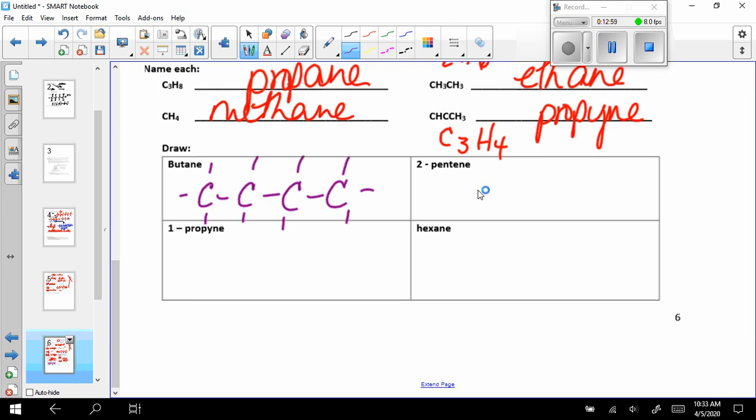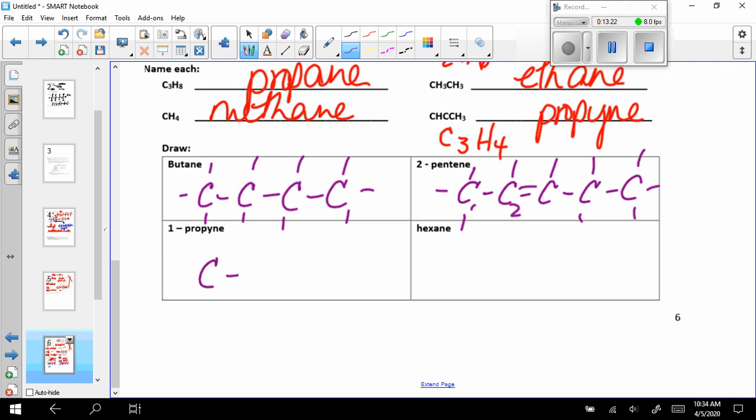2-pentene. Pent is 5. Ene tells me there's a double bond, and 2 tells me I do it after the second carbon. So there's my double bond after the second carbon. And then I put on my H's. Only 1 there, only 1 there. Boom, boom, boom.